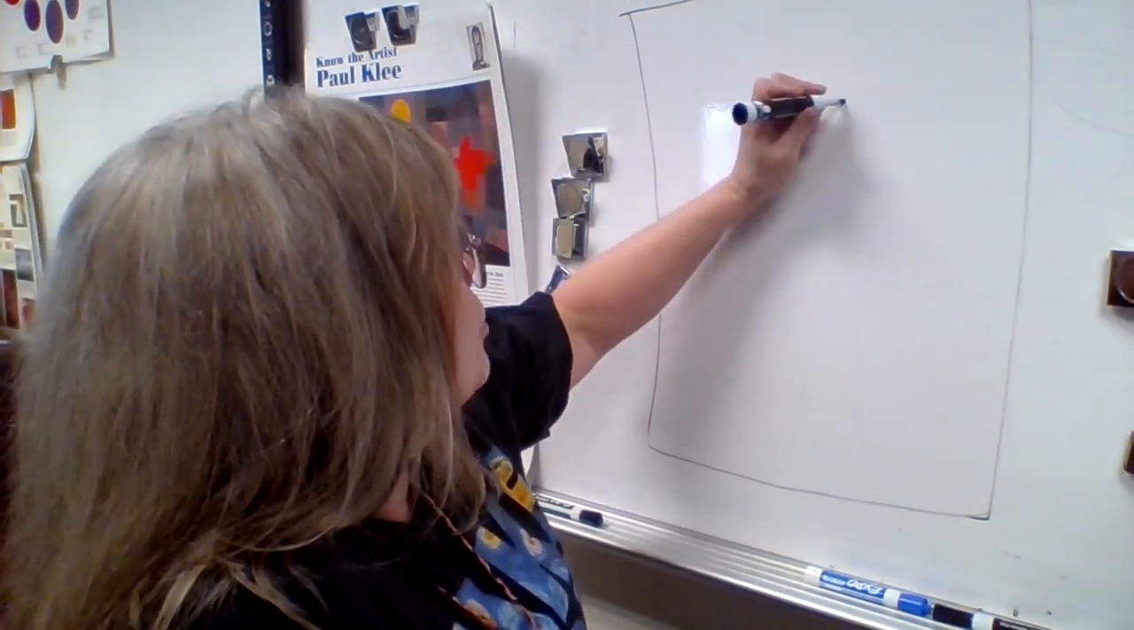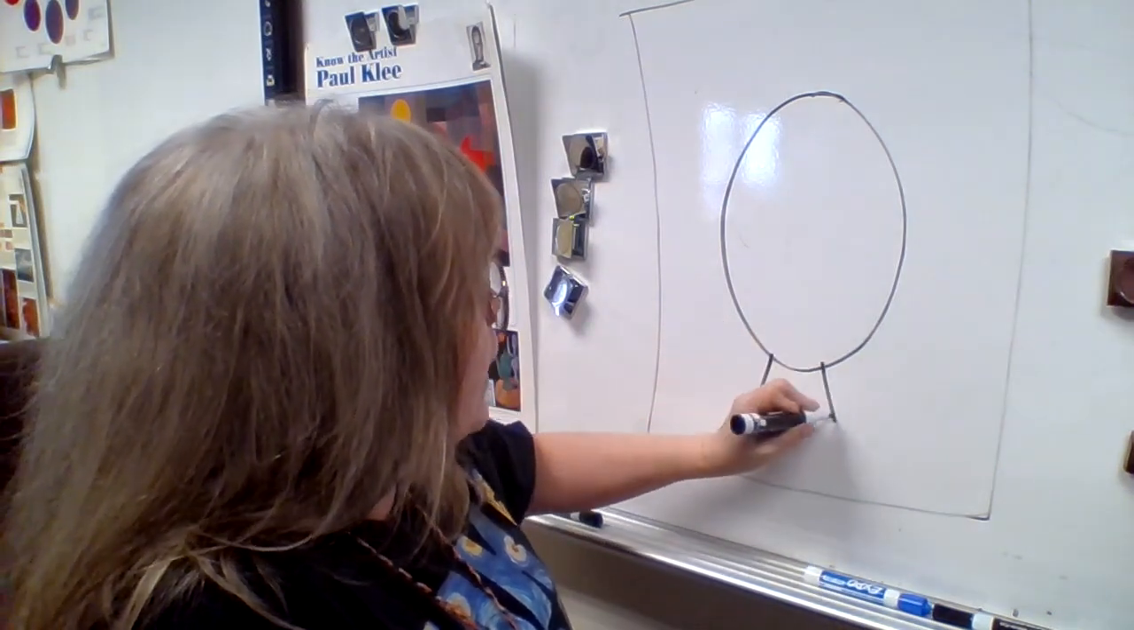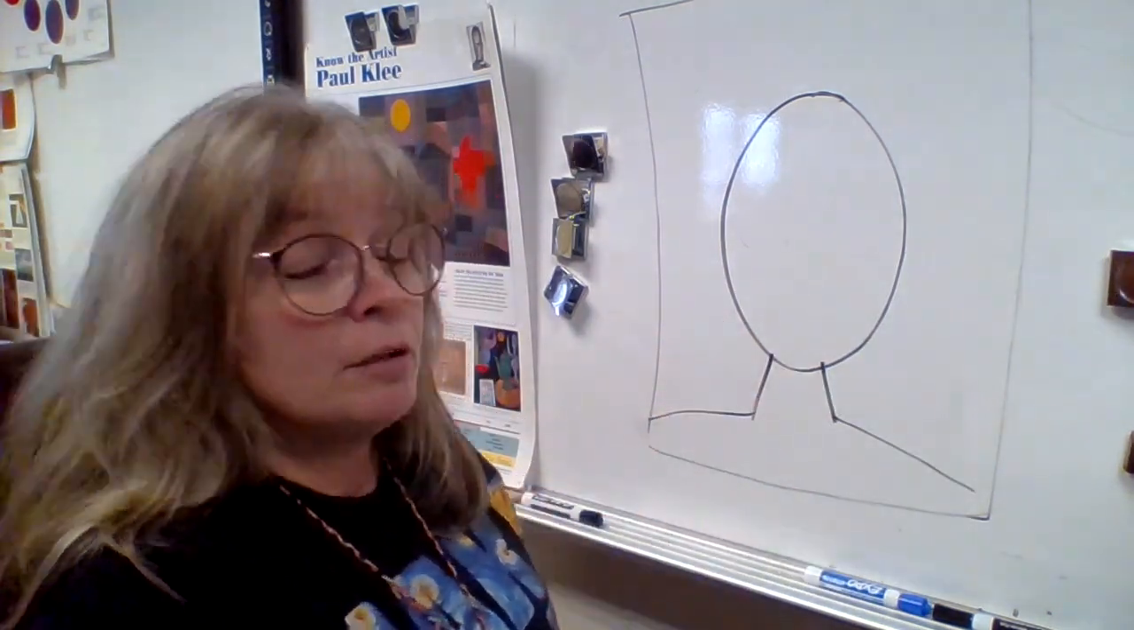Now, what we're going to do today, we're going to make a Klee style portrait. So it's going to be a very abstract type of portrait. And we're going to start off with a very large oval. And we're going to add the neck and part of the shoulders.